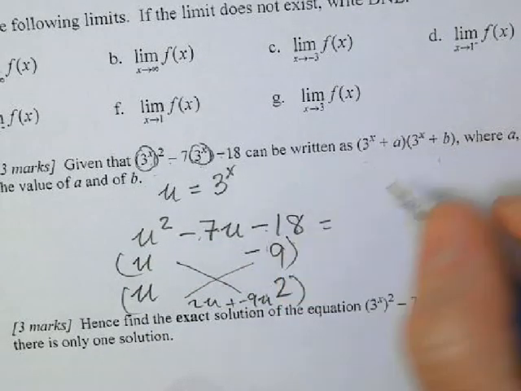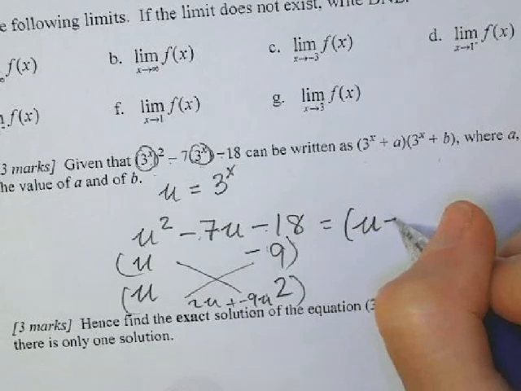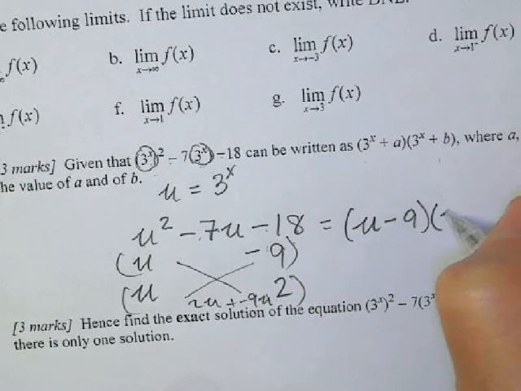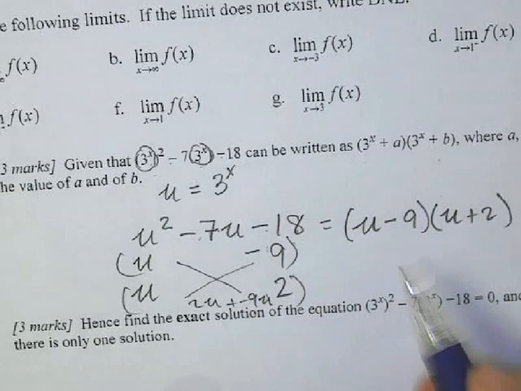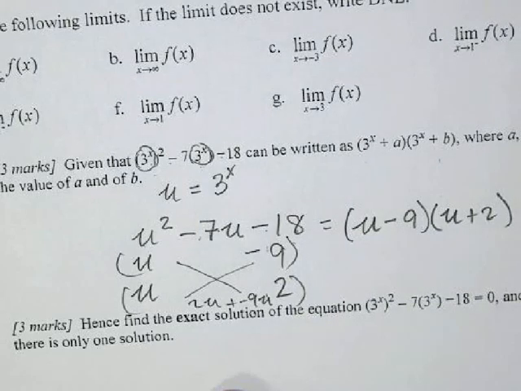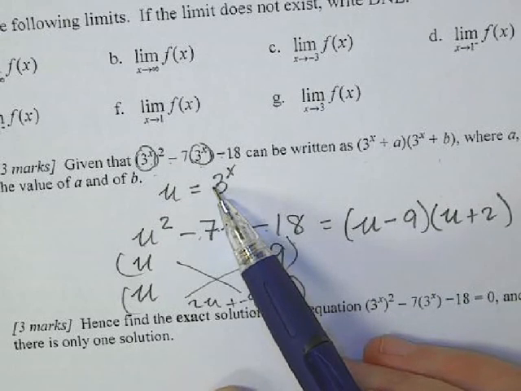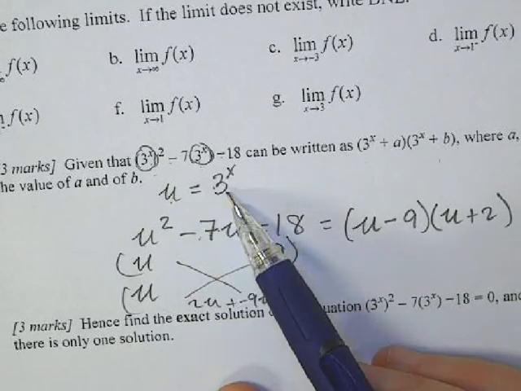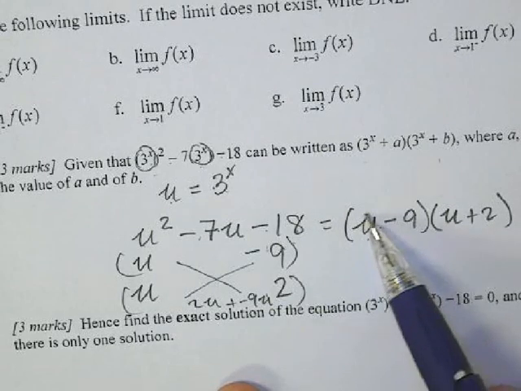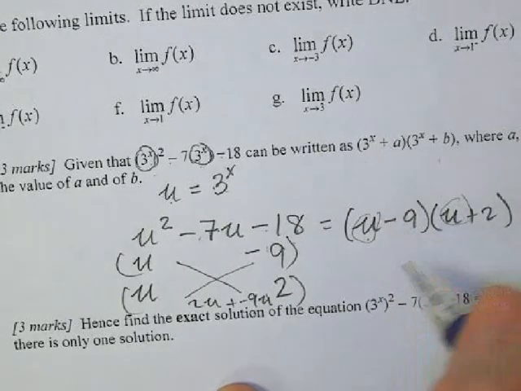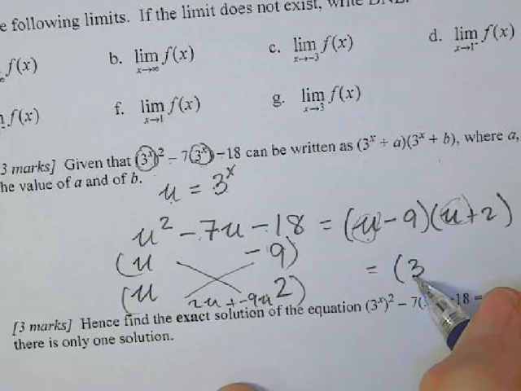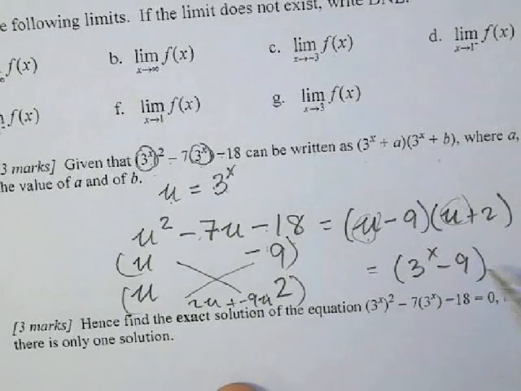It's going to be u minus 9 times u plus 2. And we could multiply it out to double check that that actually works, and it does. And now we can go ahead and substitute back in my u. So u, I said, was 3 to the x. So everywhere now that I have a u, I'm going to put back in my 3 to the x. So I get 3 to the x minus 9 and 3 to the x plus 2.